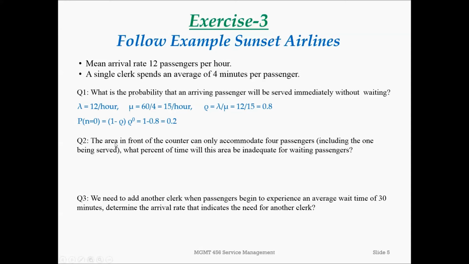A second question. The area in front of the counter can only accommodate 4 passengers because this room has limited capacity. So the area can only accommodate 4 passengers, including the one being served. That means you can serve 1 passenger plus 3 people waiting. You only have 3 spaces to accommodate 3 waiting passengers, plus another one in service. So altogether, we can accommodate 4 passengers in the system.